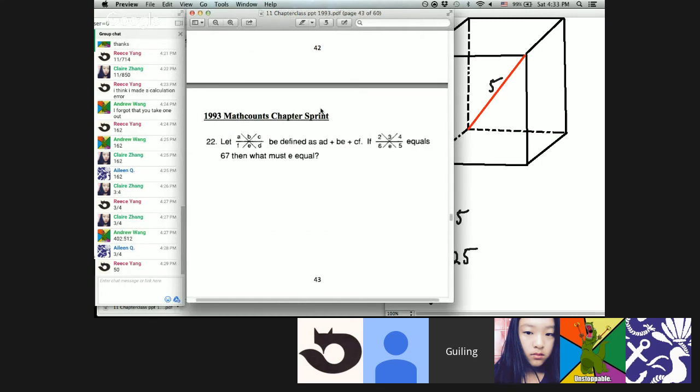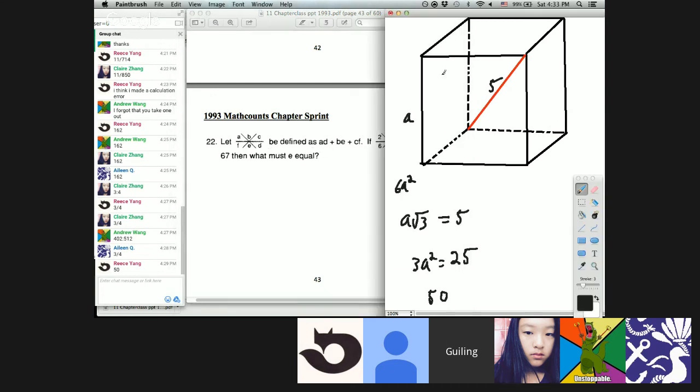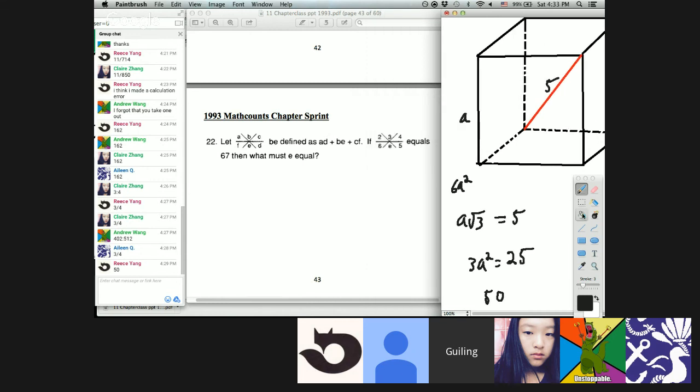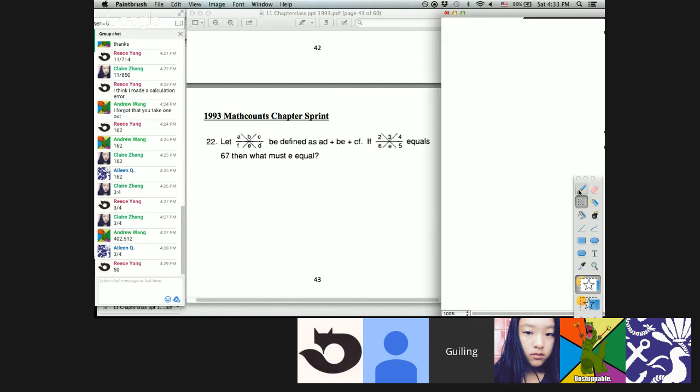Okay, let this little symbol be defined. I hope you can see this. This symbol is defined as AD plus BE plus CF. If the symbol applied to 2, 3, 4, 6, E, 5 is equal to 67, then what is E? What must E equal?